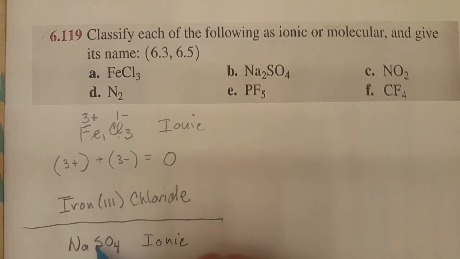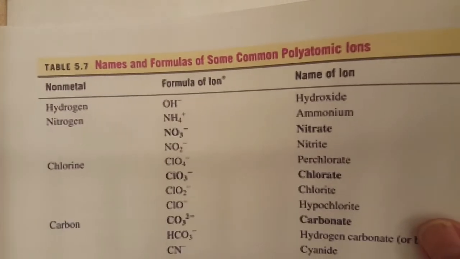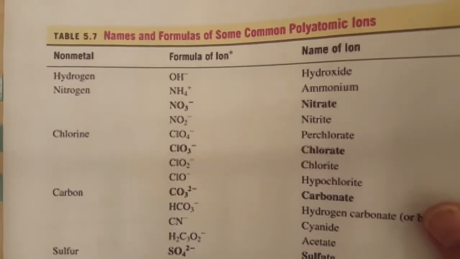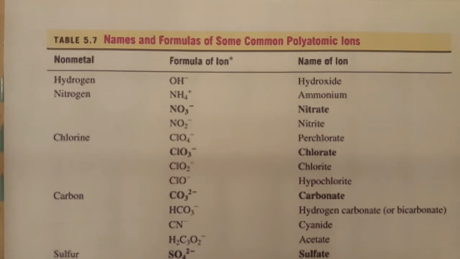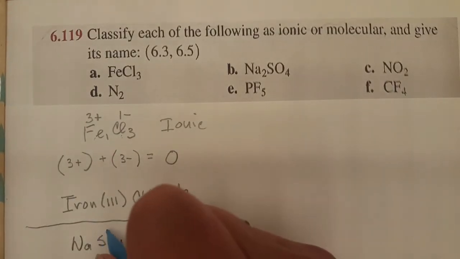What is this right here, SO4? I don't really recognize it, but it is a polyatomic anion. So we need to go to our table and find it. SO4. There it is. It's a sulfate. It's got a 2 minus charge. So this is sulfate, 2 minus.